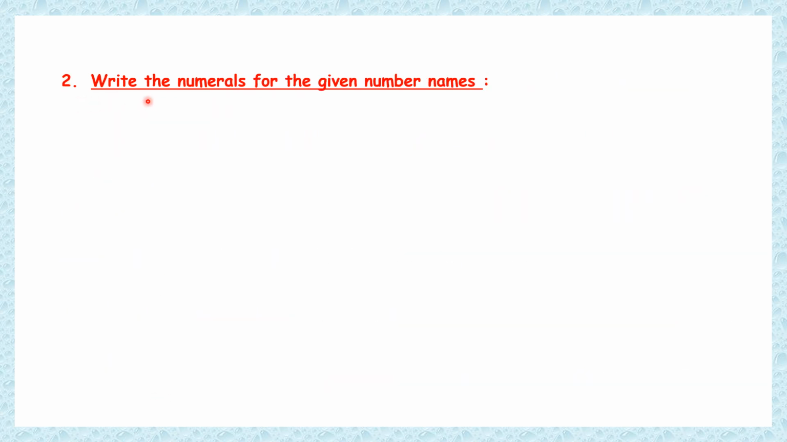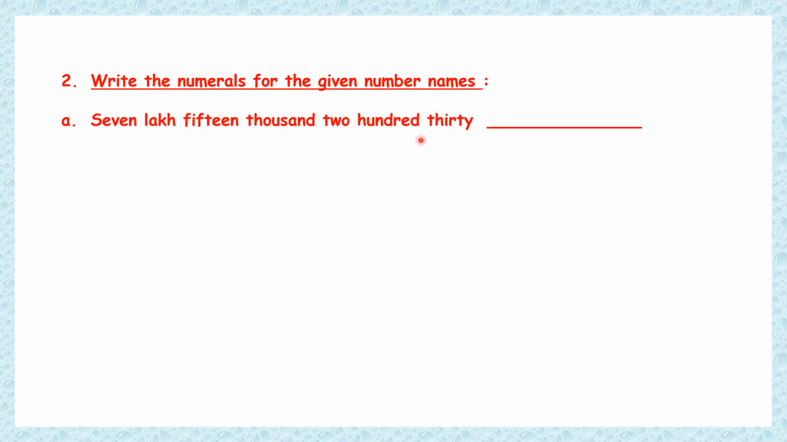Question 2. Write the numerals for the given number names. So this time the number name is given to us and we have to write the numeral. So let's write that 7 lakh. So let's look at each period. So we have a period here. So this is 7 lakh. Then we have 15,000 and we have 230.